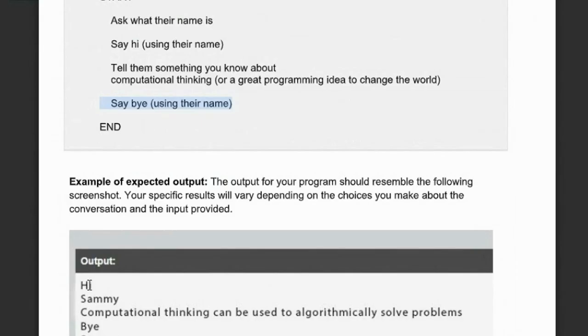So it could be, hi, Sammy. And hi, Sammy could be on the same line. They got it on two different lines for whatever reason. Computational thinking can be used to algorithmically solve problems. Bye, Sammy. So there you go. They did something they knew about computational thinking. You can also do something about a great programming idea.